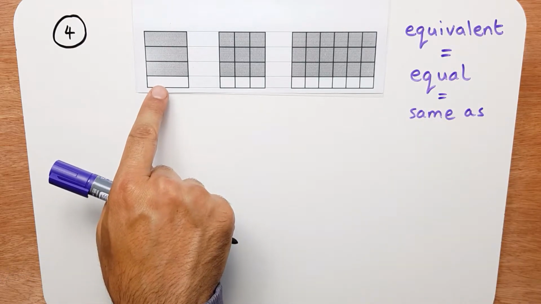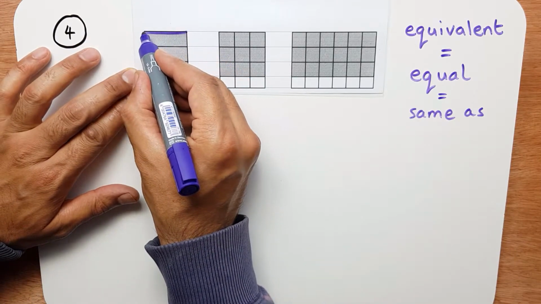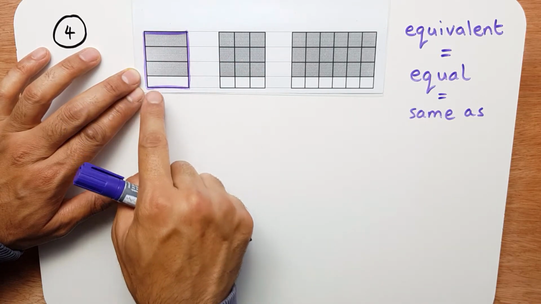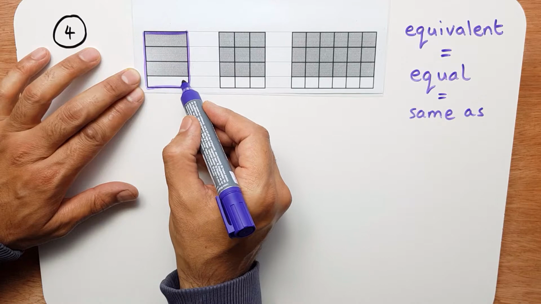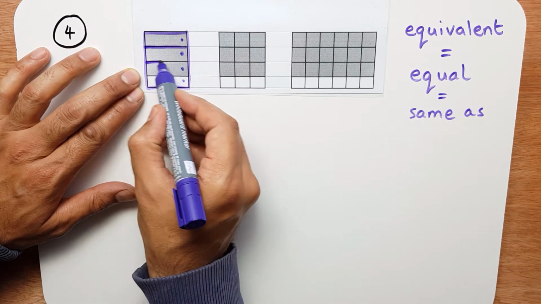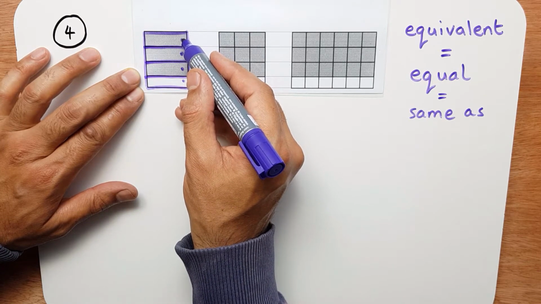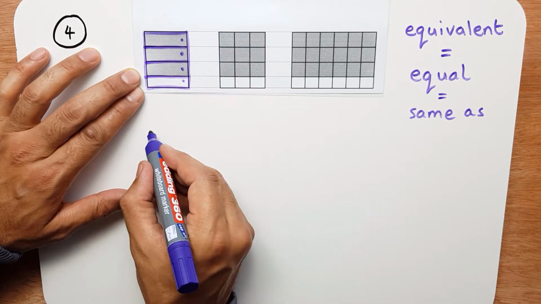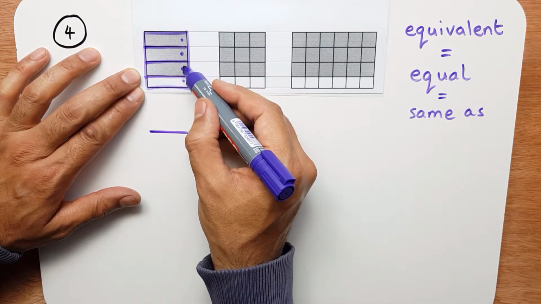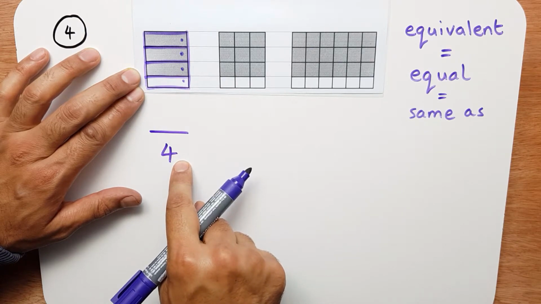Now, if you look at this diagram, that's one big piece. And if you look carefully, they've cut it into 1, 2, 3, 4 pieces. And the 4 pieces have to be equal, they have to be the same size. So let me write that as a fraction. So how many pieces have I cut this into? 4. That goes at the bottom as the denominator.